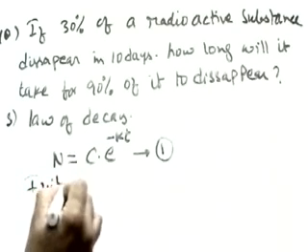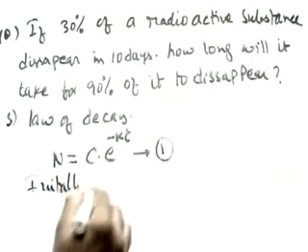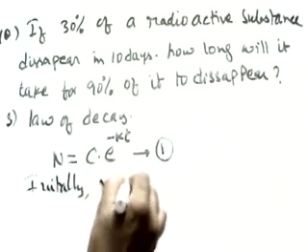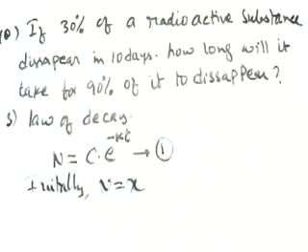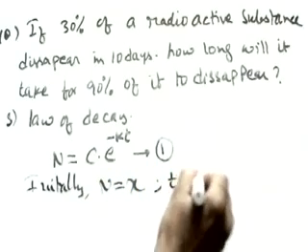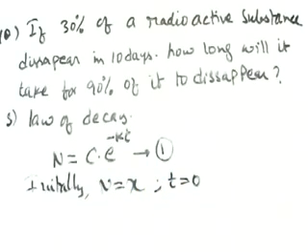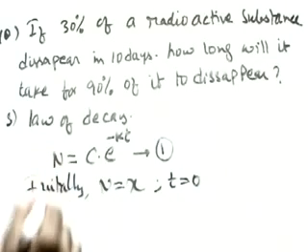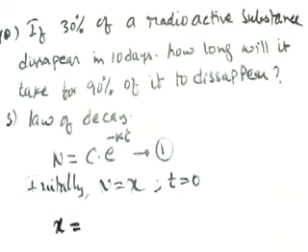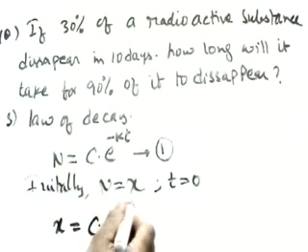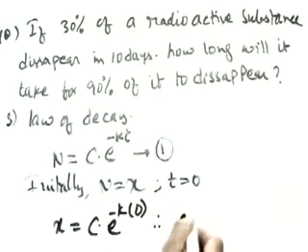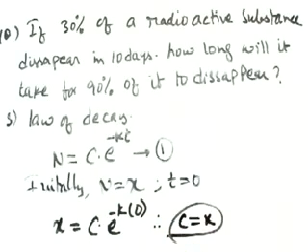Now see here, there is nothing given for the initial amount. So let me take the initial amount as x. So time will always be 0. Now let me substitute this in the value n. Let me substitute n equals x equals c, the value of c we don't know, e power minus k into time, time is 0, e power 0 is 1, therefore c equals x.